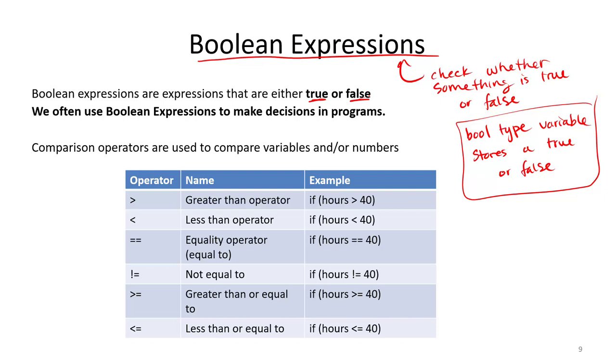These are important because Boolean expressions are the things that help us make decisions. If something is true, we might choose one path. If something's false, we might do something else. So Boolean expressions are the things that enable us to make decisions in our programs.